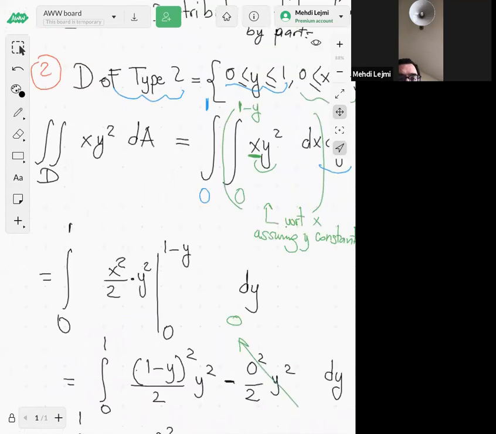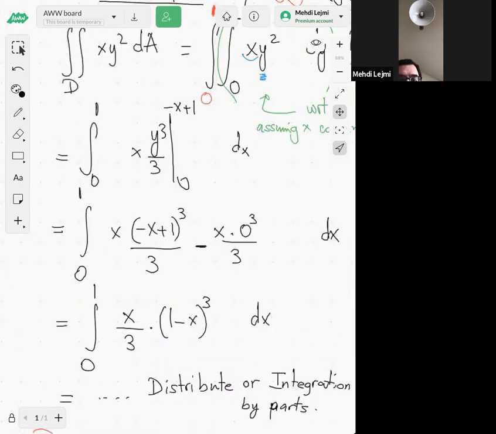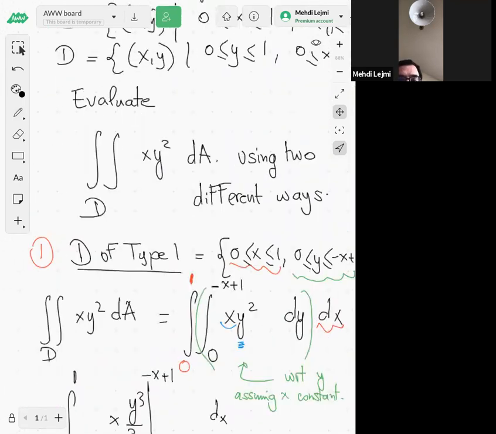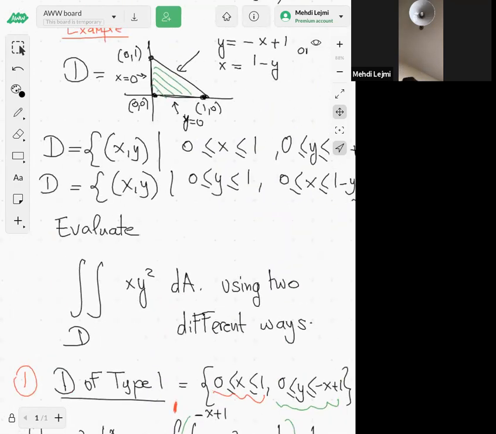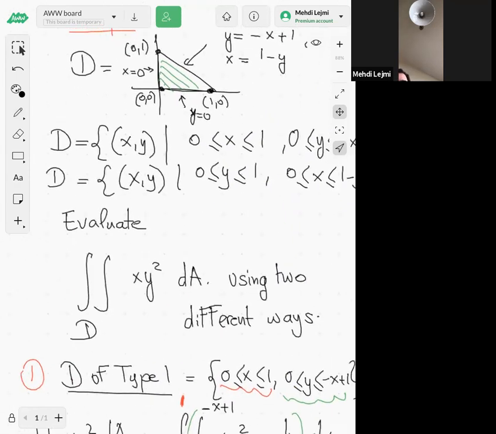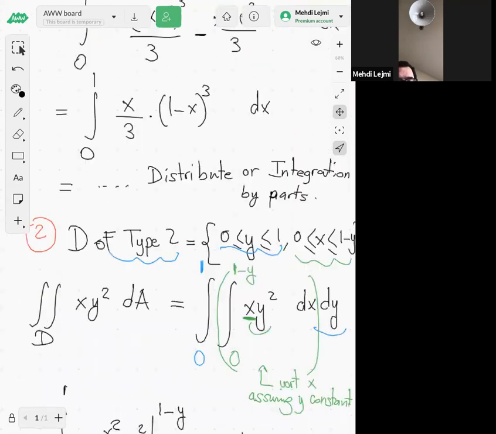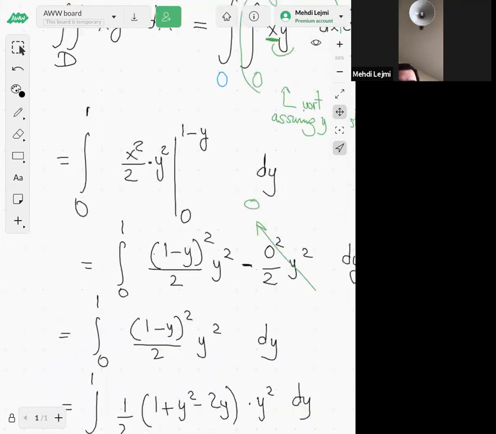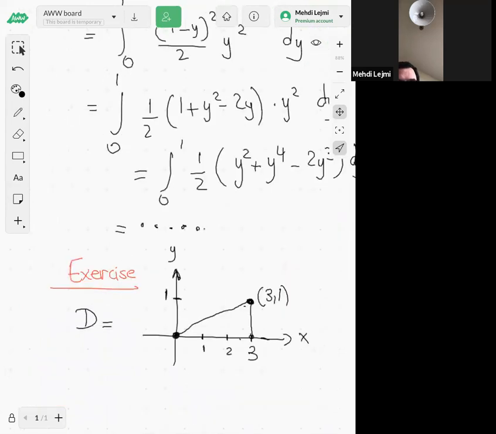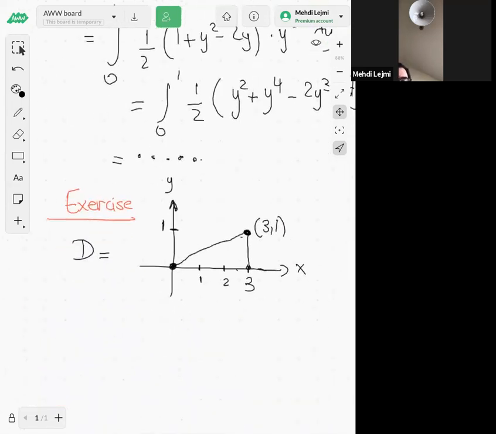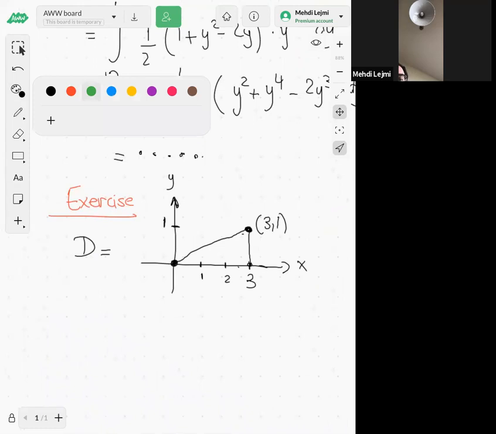Is this different from the example? Let me just see here. Our previous example was the triangle with the vertices 0, 0, 0, 1, and 1, 0. So it's a different triangle, at least. But anyway, my region D is the interior of this triangle here.